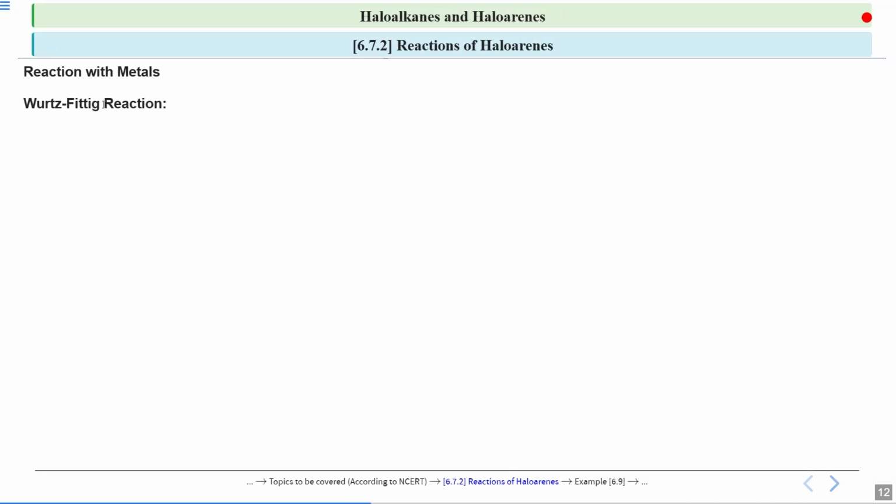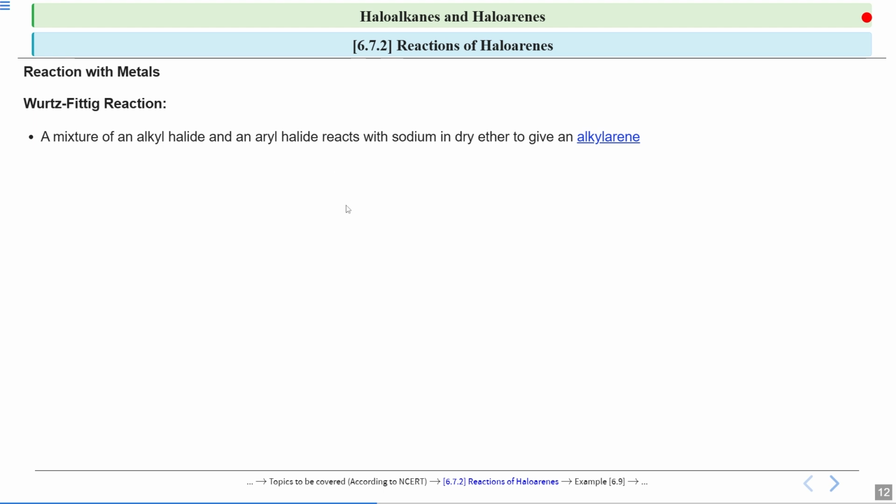Reactions with the metals. So there are some reactions of the haloarenes specifically with metals, in which the first is the Wurtz-Fittig reaction. Here a mixture of an alkyl halide, that means RX, and an aryl halide, that means a benzene ring attached to X, reacts with sodium metal in the presence of dry ether to give an alkylarene. This reaction is named the Wurtz-Fittig reaction.